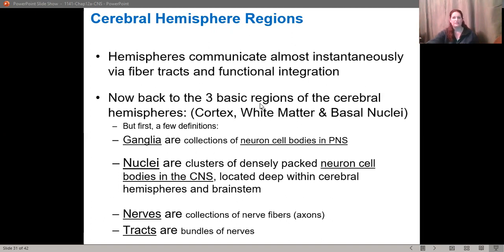Okay, so now back to the three basic regions of the cerebral hemisphere. We've talked about those 14 domains and those 3 multimodal association areas of the cortex. So we're going to move on to white matter and basal nuclei. But first, a few definitions. Ganglia are a collection of neuron cell bodies in the peripheral nervous system. Nuclei are clusters of densely packed neuron cell bodies in the central nervous system. Nerves are collections of axons in the peripheral nervous system, tracts are bundles of axons in the central nervous system.